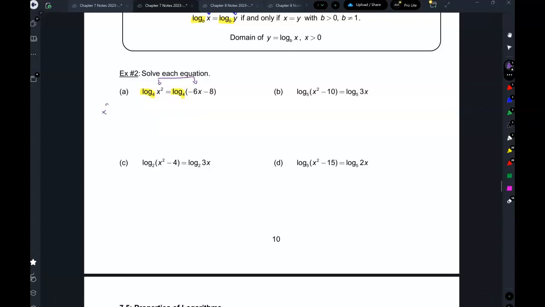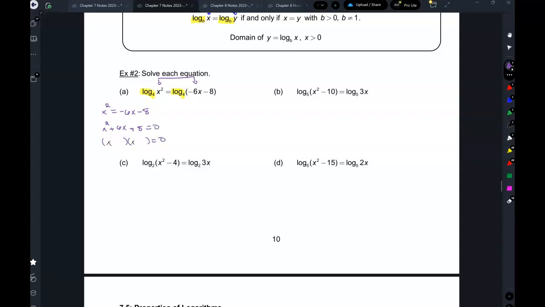I'm actually just going to write that over this way so I have some room later. Okay, to solve this, I have to bring everything to the other side. So add 6x to both sides. Add 8 to both sides. Now we have to factor.